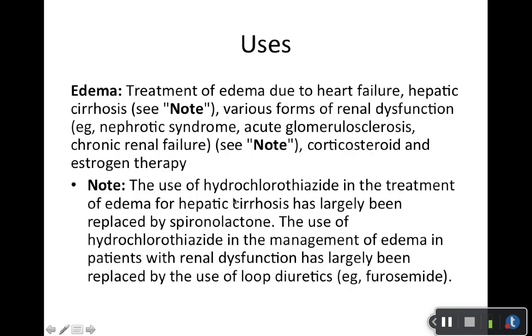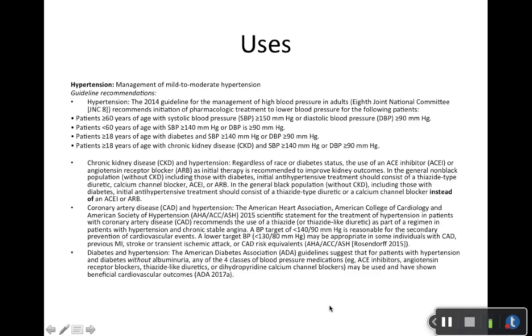Mechanism of action, definitely read through that. Make sure you know that. It's used for edema, but then please look at the note here and make sure you read through that as well. Other uses, hypertension, like we talked about before. So a lot of this is a review. I'm not going to spend too much time with it, but go ahead and read through it. You'll probably be familiar with a lot of these uses because, like I said, we spent quite a bit of time on this in the cardiovascular module. So a lot of this is review for you guys.